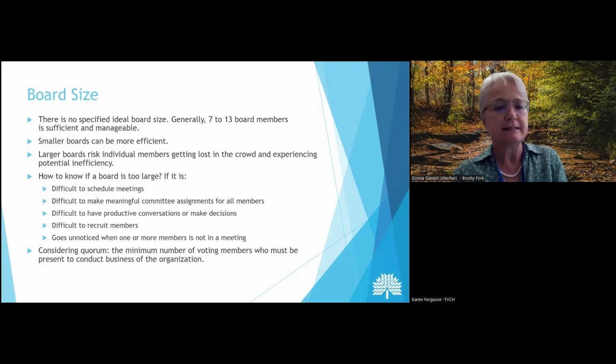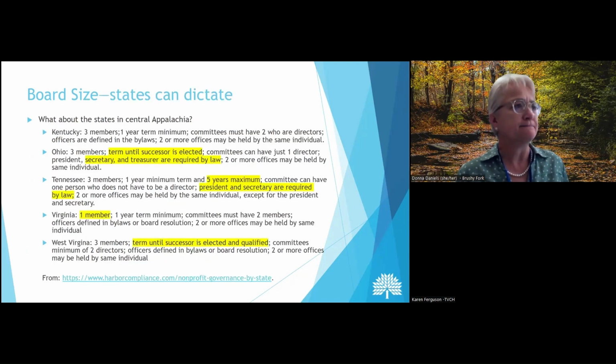But that's a little more information on board size. And I mentioned earlier, or maybe it said on the slide anyway, that states can actually dictate the size of boards also. And so I thought we might take a look at some of the states in Central Appalachia and see what their requirements are. And you'll see from this list, I highlighted a few things that show some of the differences in the way states dictate board membership. So the majority of them have a minimum of 3 members that they require. Virginia, though, stands out that they can actually have a board of 1 in Virginia.